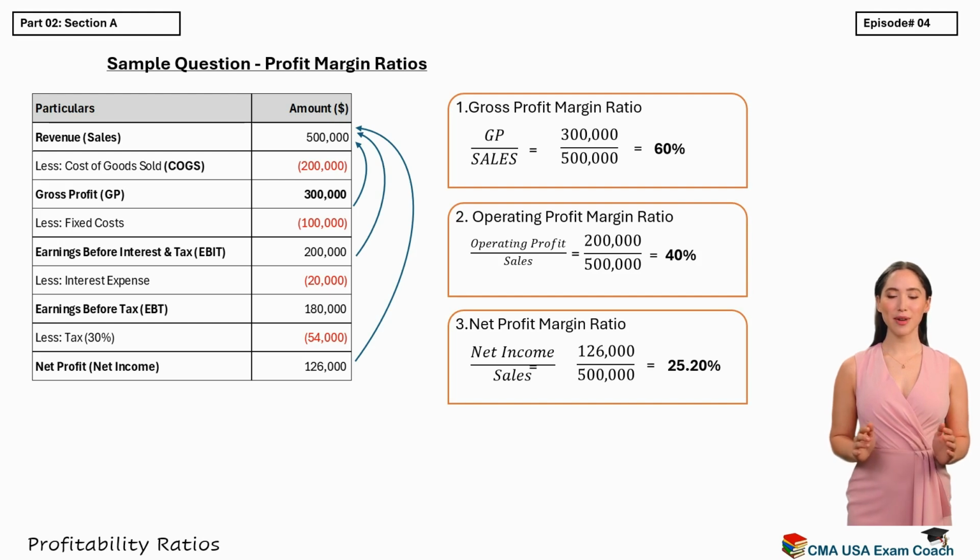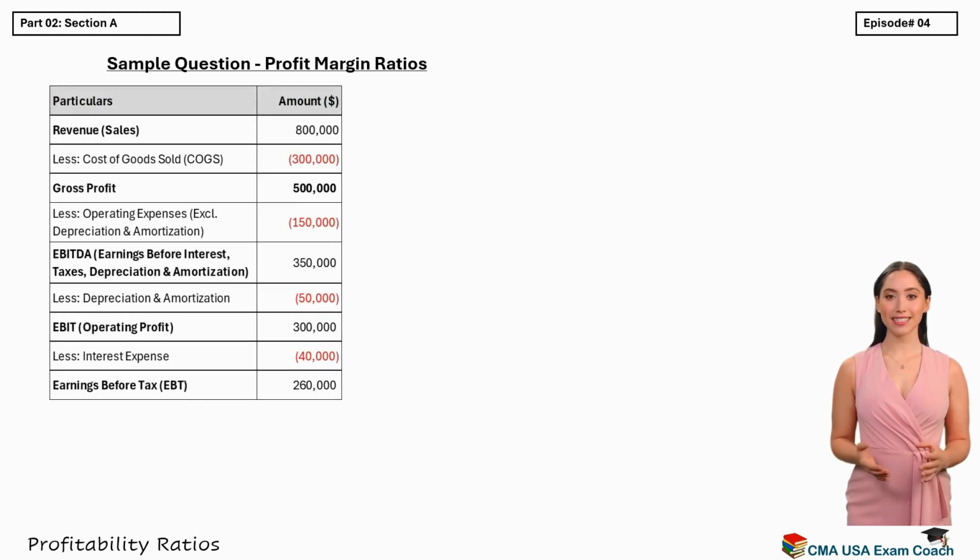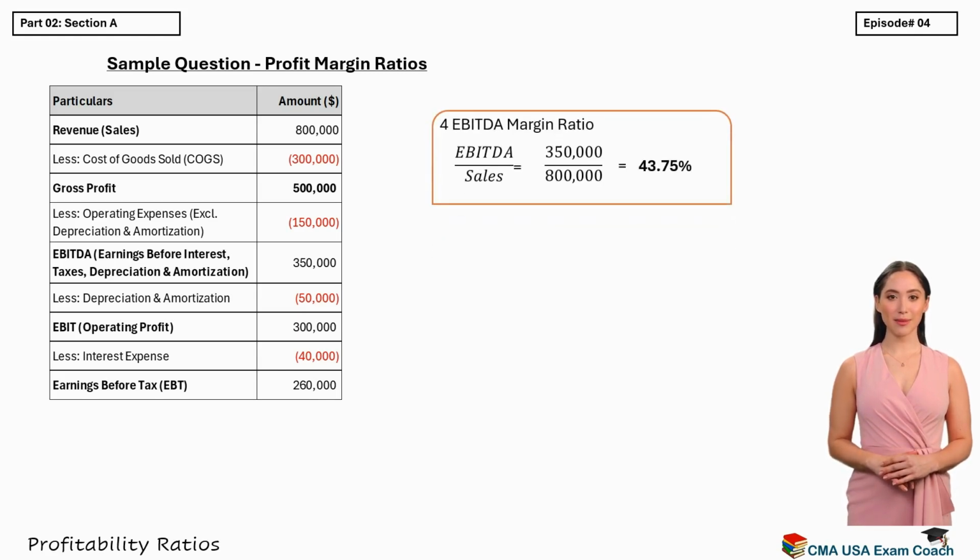For the EBITDA margin ratio, let's look at a new example. In this case, the company has total sales of $800,000 and an EBITDA of $350,000. To calculate the EBITDA margin, we use the formula EBITDA divided by sales multiplied by 100. So we divide 350,000 by 800,000, which gives 0.4375 or 43.75%. This means that 43.75% of the revenue remains after accounting for operating expenses, excluding depreciation, amortization, interest, and taxes. It reflects the company's operating profitability before non-cash and financing-related expenses.